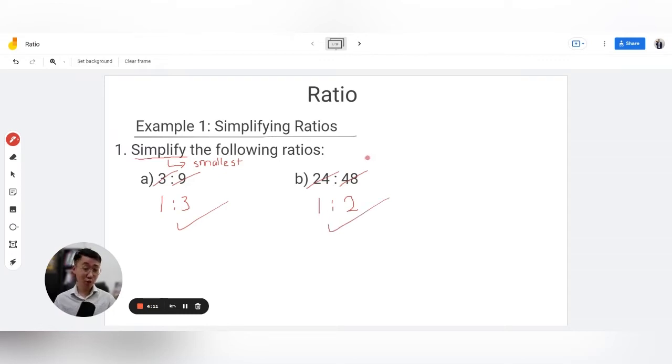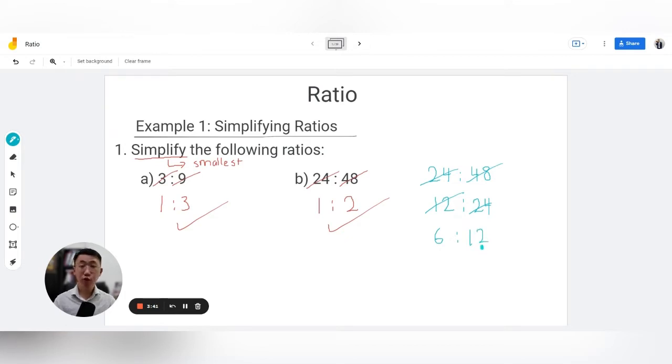Now let's say if you cannot see that both of the numbers can be divided by 24, what you can do is you do it slowly. So I'm going to show you one more time. Both of the numbers are even numbers, so you divide by 2 slowly. 24 divided by 2 will get me 12. 48 divided by 2 will get me 24. Further divide by 2, this will get me 6. And 24 divided by 2 will get you 12.